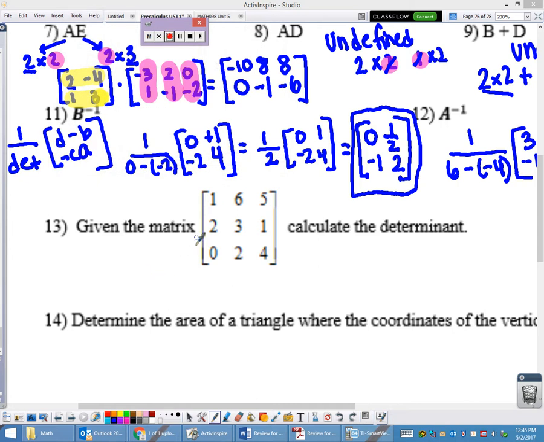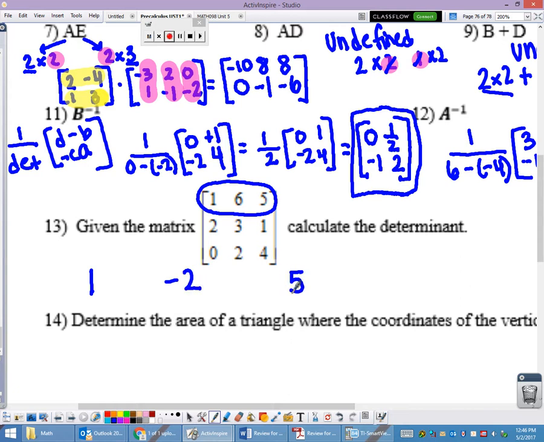Alright, so the last set of problems, numbers 13 through 18, we're going to get through all of these in this video. Number 13, we are going to first calculate the determinant of a 3 by 3 matrix. So to do this, we look at this first row right here, and those are going to become all of the coefficients for my problem.